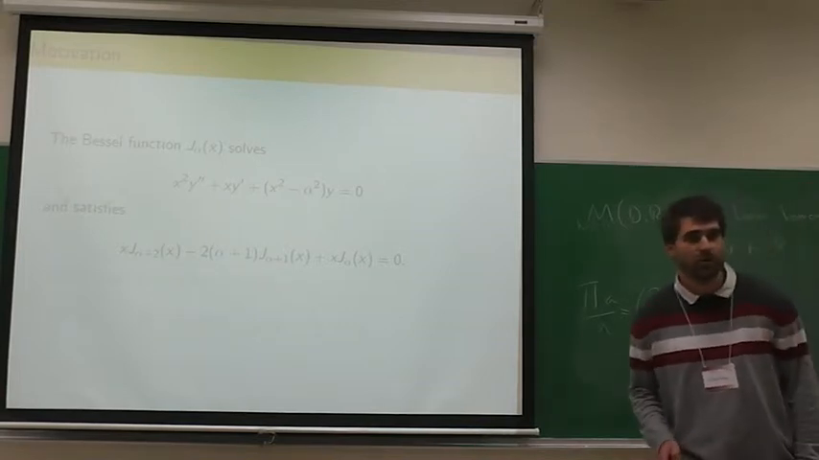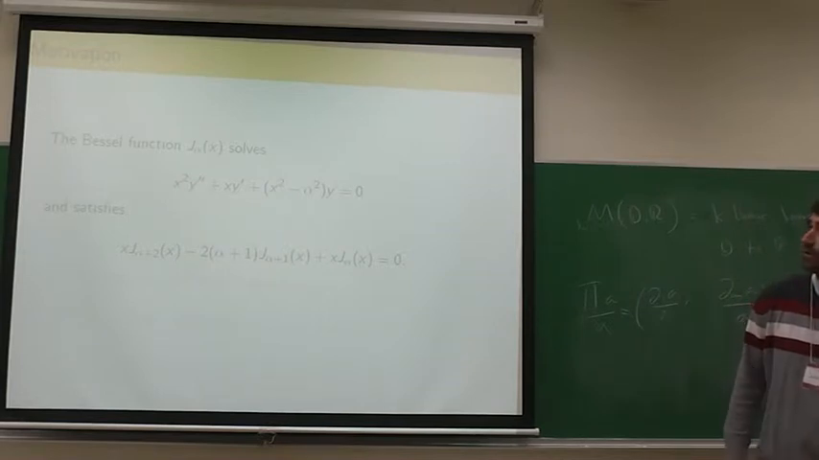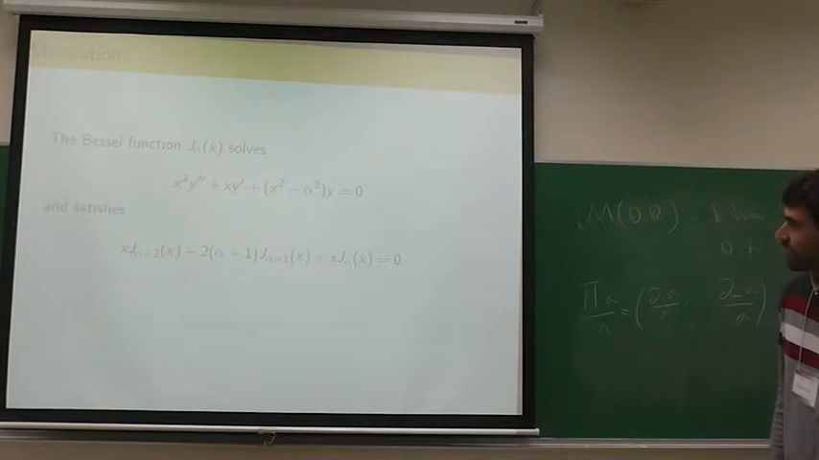This is really very similar to the parameterized Picard-Vessiot theory, which was explained by Carlos before. So you have Bessel's equation. That's a linear differential equation, and it depends on this parameter alpha here. The Bessel function J alpha is a solution of this differential equation, but it's also a solution of this difference equation.